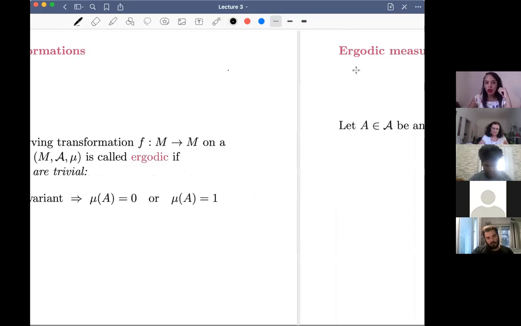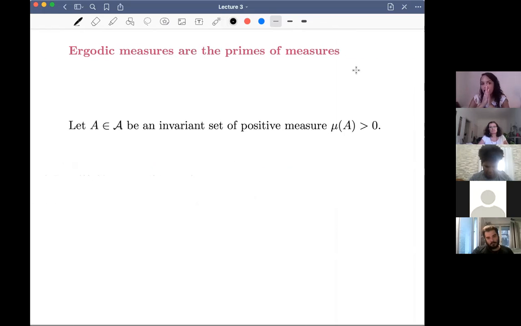Okay, so we can think that the ergodic measures are actually like the prime numbers. Ergodic measures for measures are like the prime numbers for numbers. This is not an analogy that I made up. I think it's due to Corina Ugarcovici. I like it a lot. I haven't seen another place comparing the ergodic measures with the prime numbers, but I think it's a very good analogy, and I will tell you more later. Okay, so let's see why they are the primes.